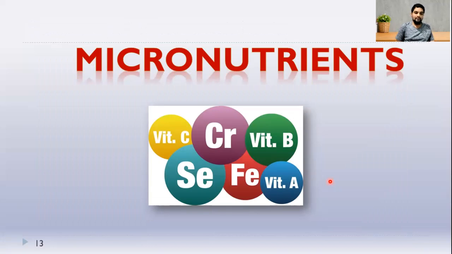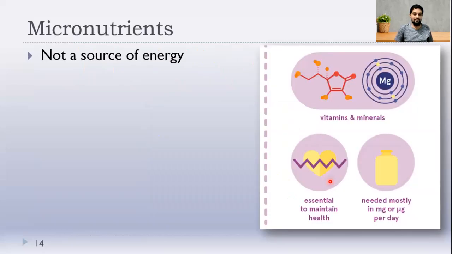We will now look at micronutrients. We just concluded the section on macronutrients. Macronutrients are those nutrients that are needed in large quantities. So by now you should be able to determine that micronutrients are those nutrients that are needed in small quantities. Micronutrients are generally not a source of energy. They do not provide energy.